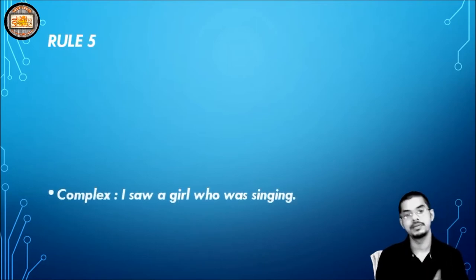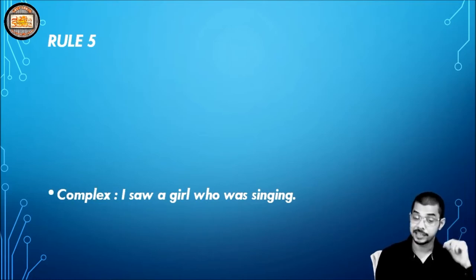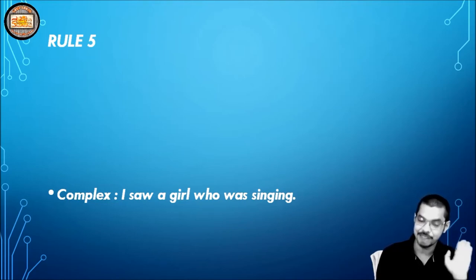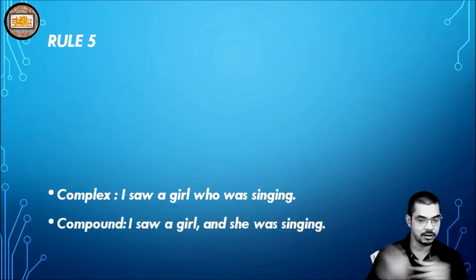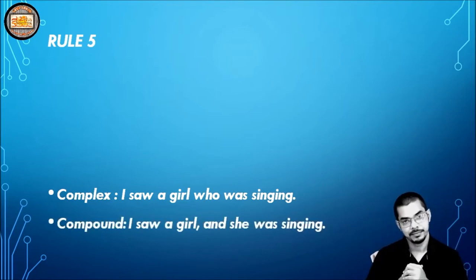And here also we have a complex sentence. I saw a girl who was singing. Now write down the answer in the comment section below. I know you can do it. It's very, very simple. It's very easy. Here's your answer. I saw a girl and she was singing.